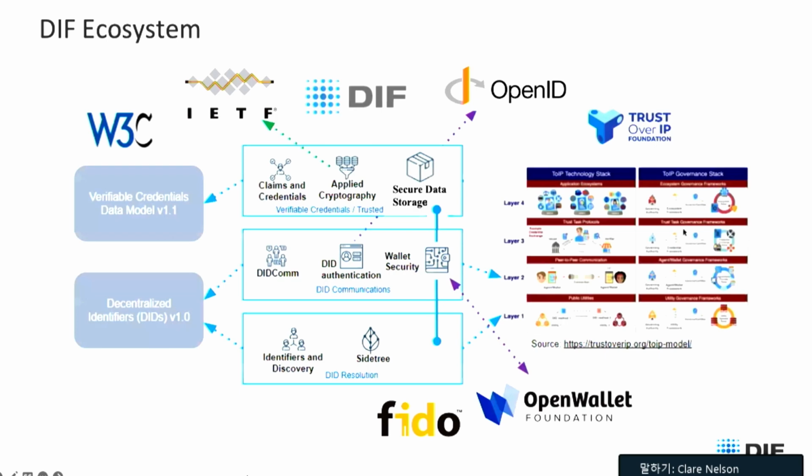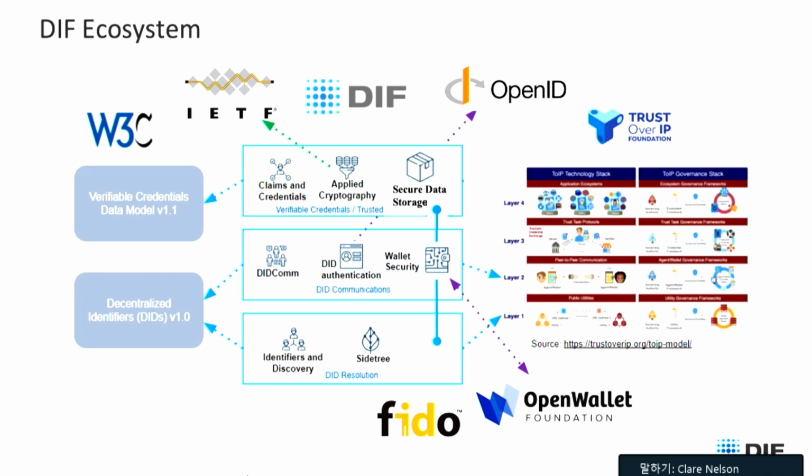And then Trust over IP Foundation. I'll give you an example of how we work closely together. The DIDComm protocol is a candidate for the trust spanning protocol used by the Trust over IP Foundation. And if there was one foundation where two of us would combine forces and perhaps merge, DIF and Trust over IP.